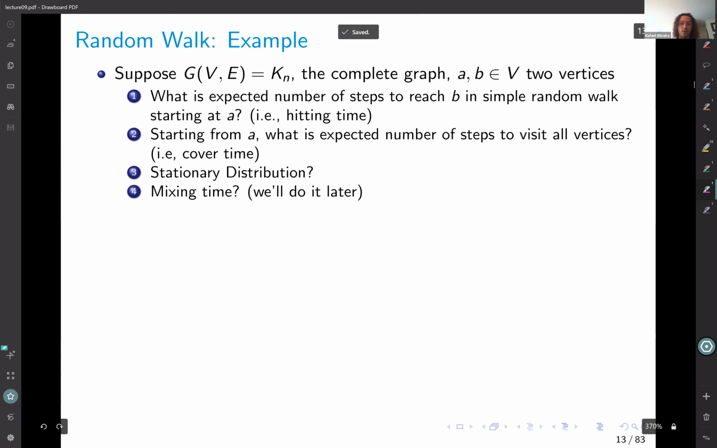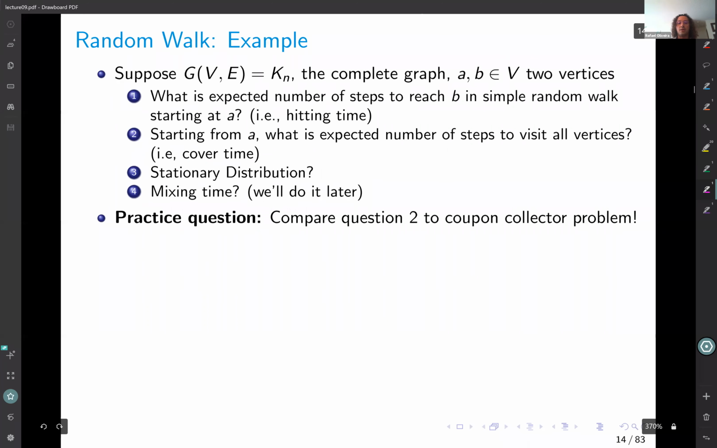As we discussed, as a practice question, compare this question to the cover time and to the coupon collector problem.